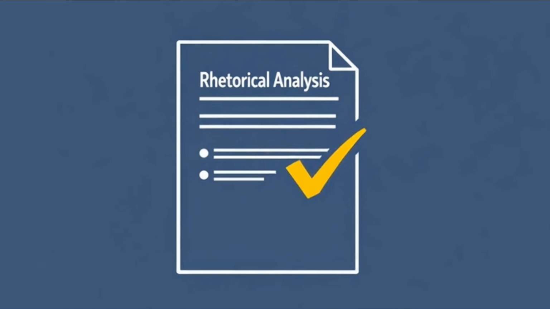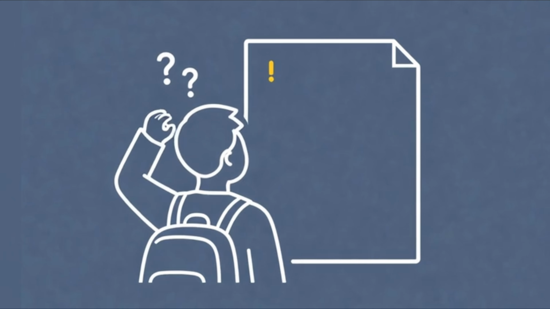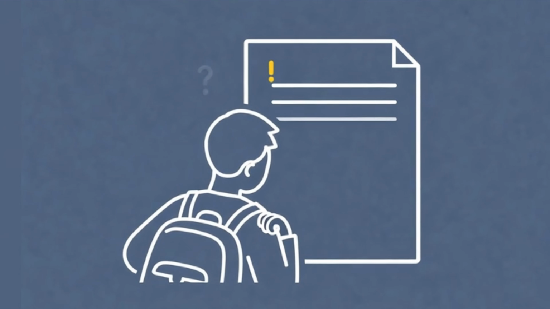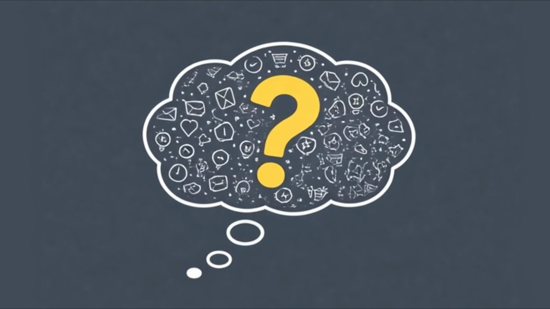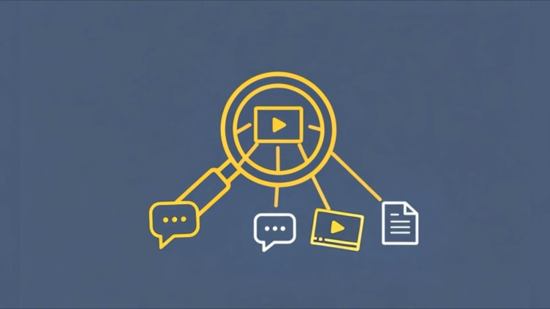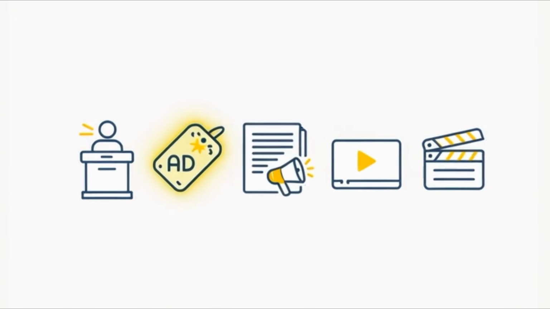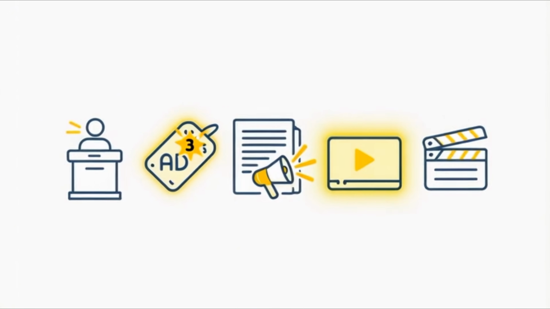You've been asked to do a rhetorical analysis. And the first question is, of what? Maybe you get to choose. Maybe you're staring at a blank assignment thinking, I could analyze anything, so what do I pick? Here's the thing. Once you know how to analyze rhetoric, you can apply it to anything persuasive. A speech, an ad, an article, a viral video, even a movie trailer.